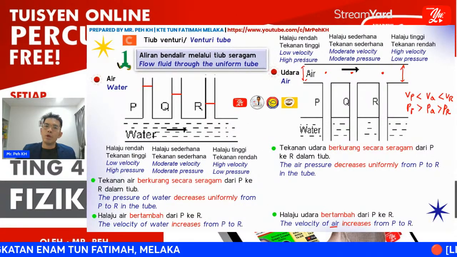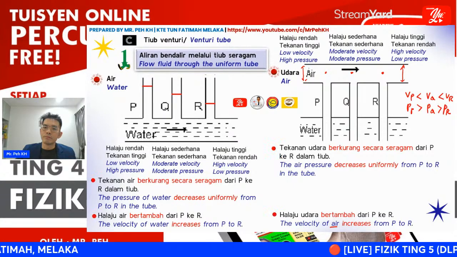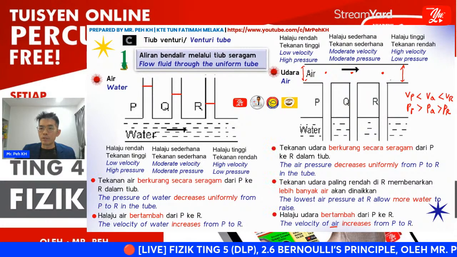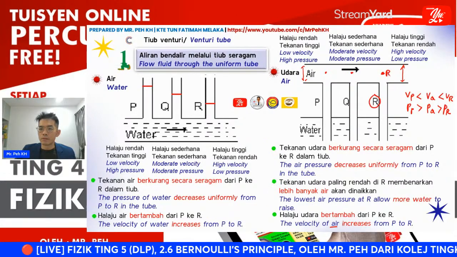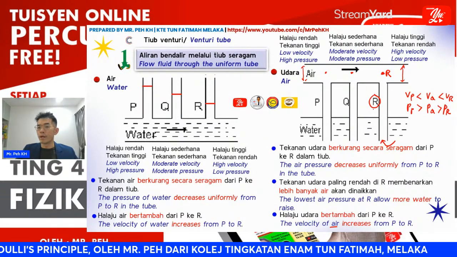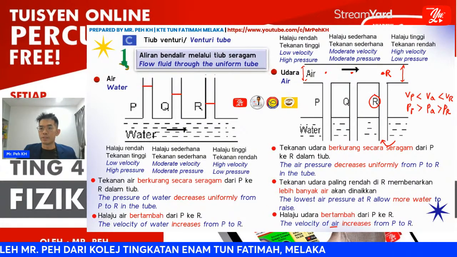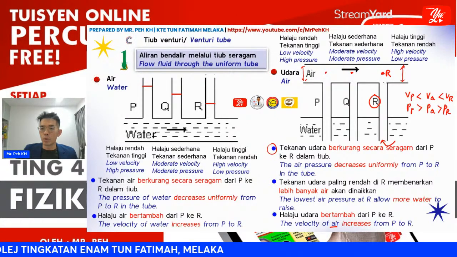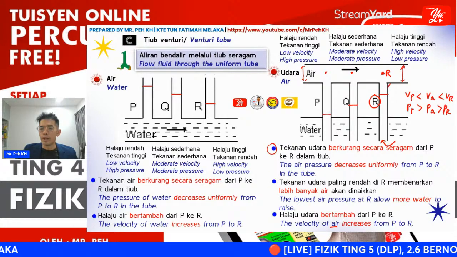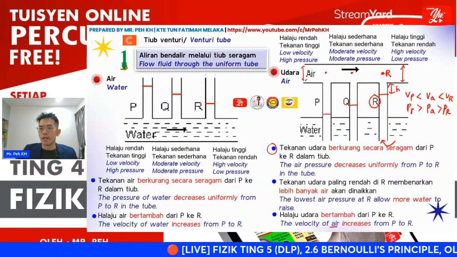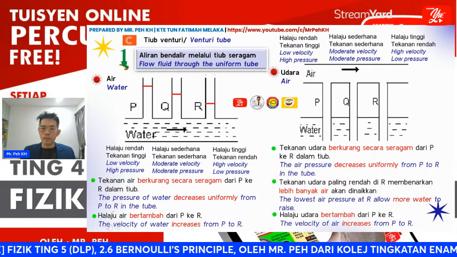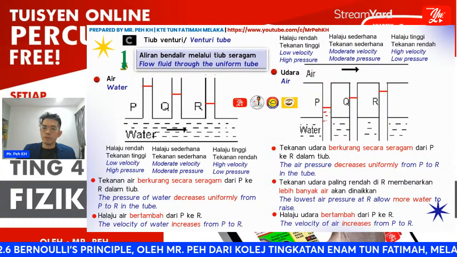Okay, so lower velocity, there will be higher pressure. So the lower air pressure at R, a lot more water will enter. This is another way to explain the level of water. But you can actually just draw the level of air, represented by the H that I mentioned just now. Okay, so the water level, you will see like this.